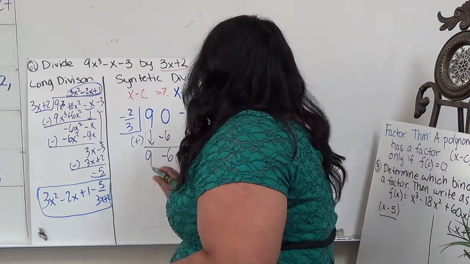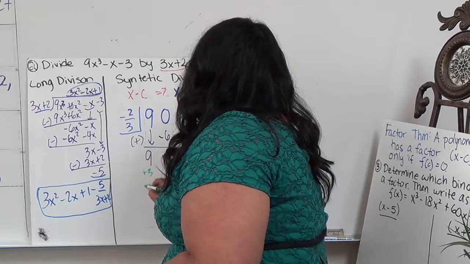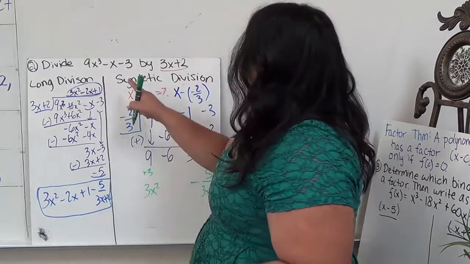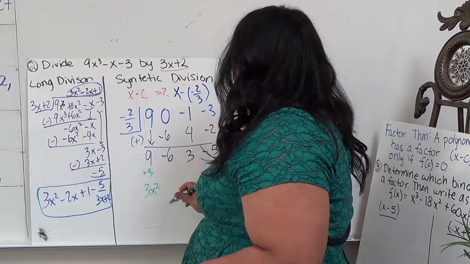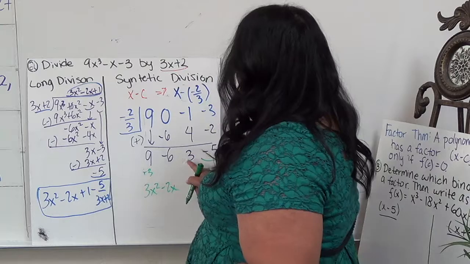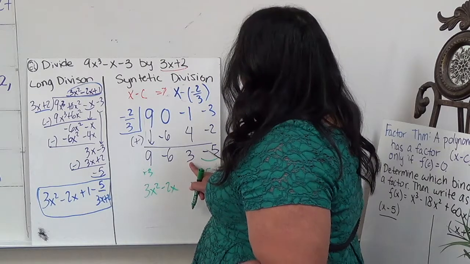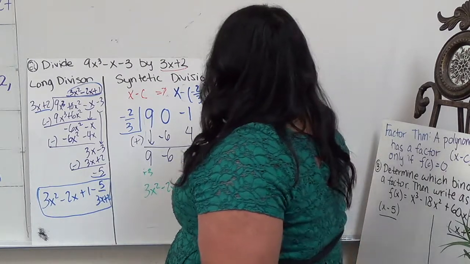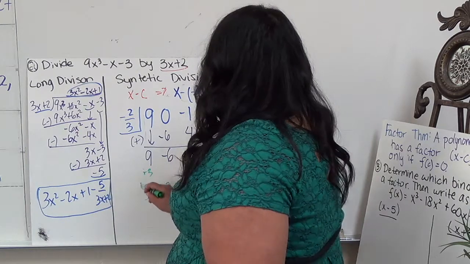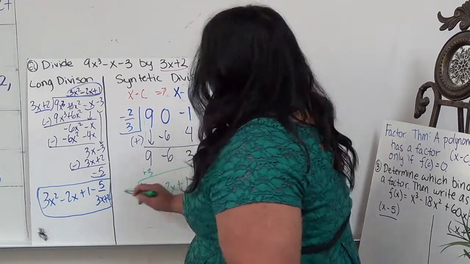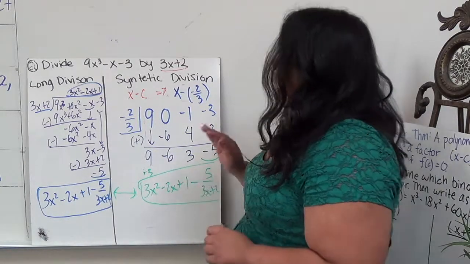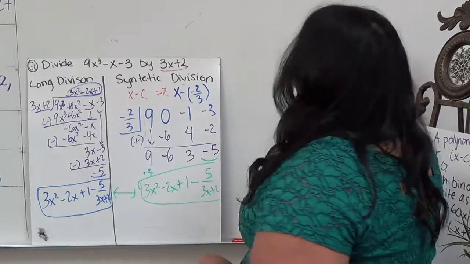So 9 divided by 3 gives me 3x, and I start with 1 less, squared. And then negative 6 divided by 3 is negative 2x. And then 3 divided by 3 is positive 1. So it's the same answer essentially, just different methods. So go ahead and pause and write this down.